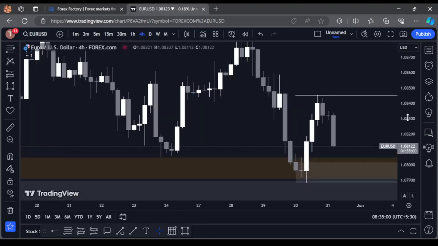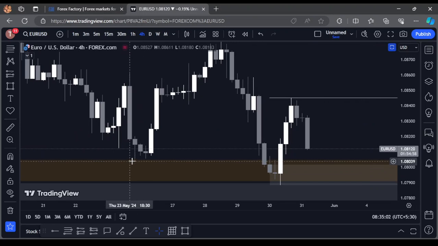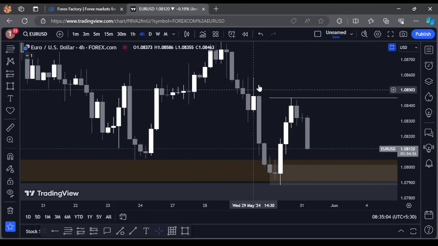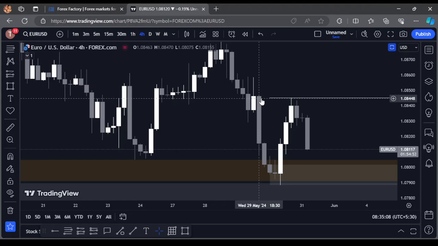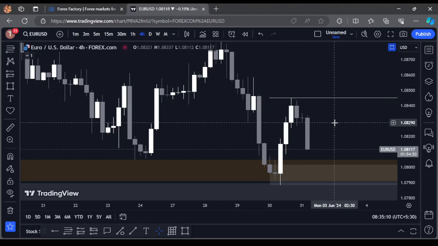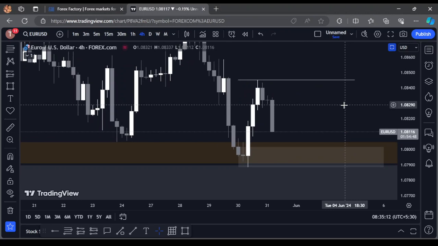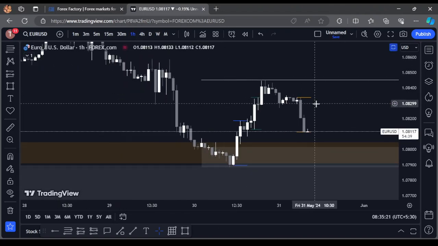So in the 4 hours, we can clearly see that there was a hard close from this level and the price is currently respecting this supply zone and the price is moving in the downward direction. So there is nothing yet clear where to enter and where to trade. So let's move to the 1 hour for a more precise picture.